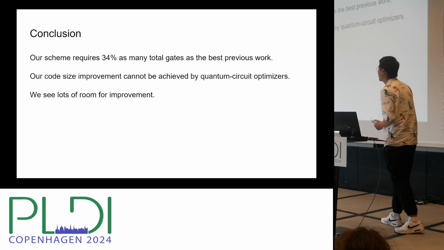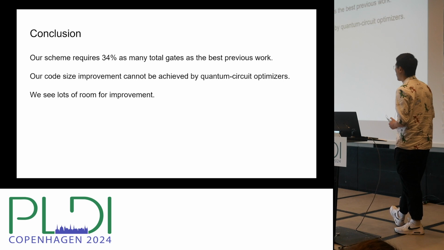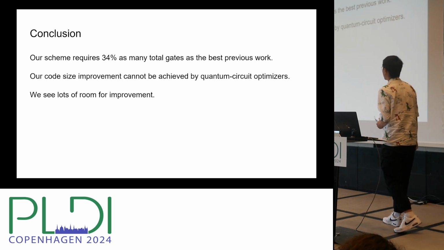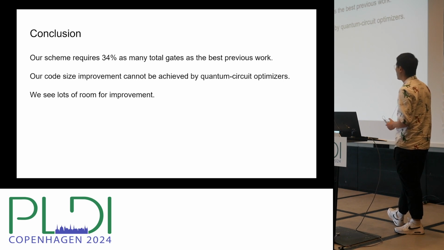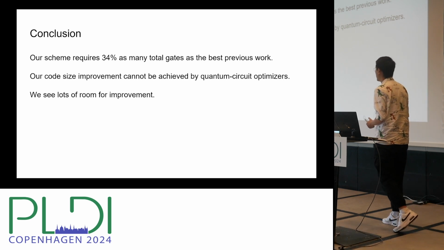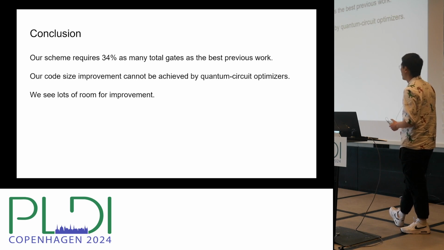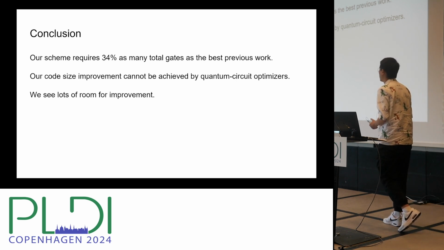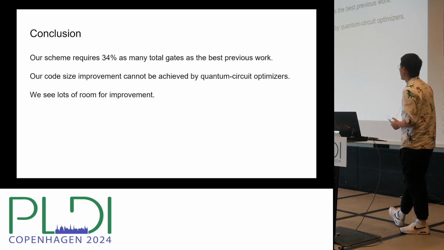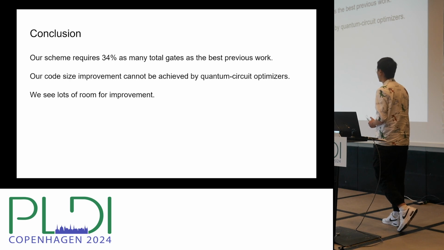So our conclusion is, first, that our compilation scheme produces code that is 34% smaller compared to the previous best scheme. Second, you cannot use the quantum circuit optimizer on the previous best scheme to achieve our results. But of course, you can use those optimizers to optimize our compilation scheme. We think there's a lot of room for improvement here, and we strongly encourage the PLDI community to contribute more on quantum circuit optimization.